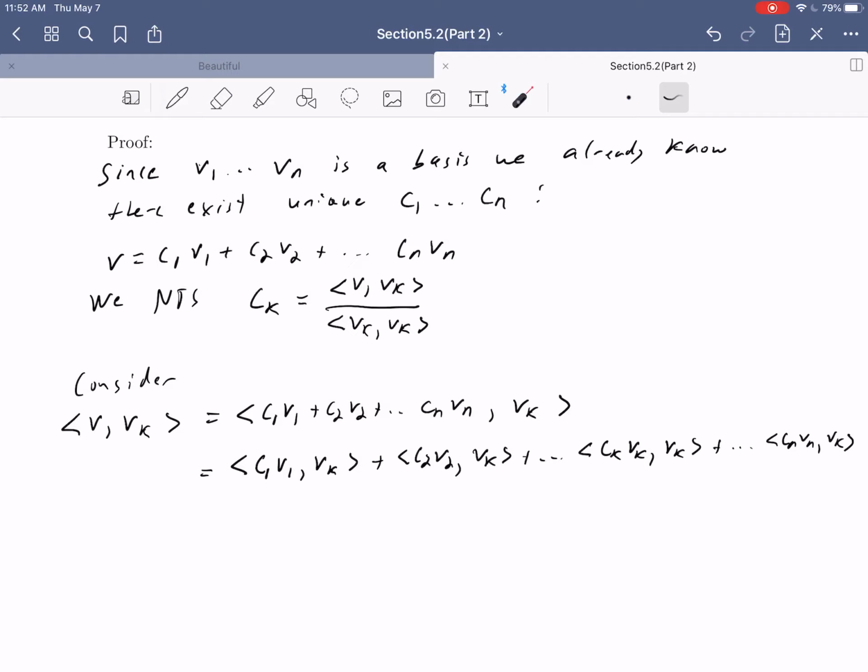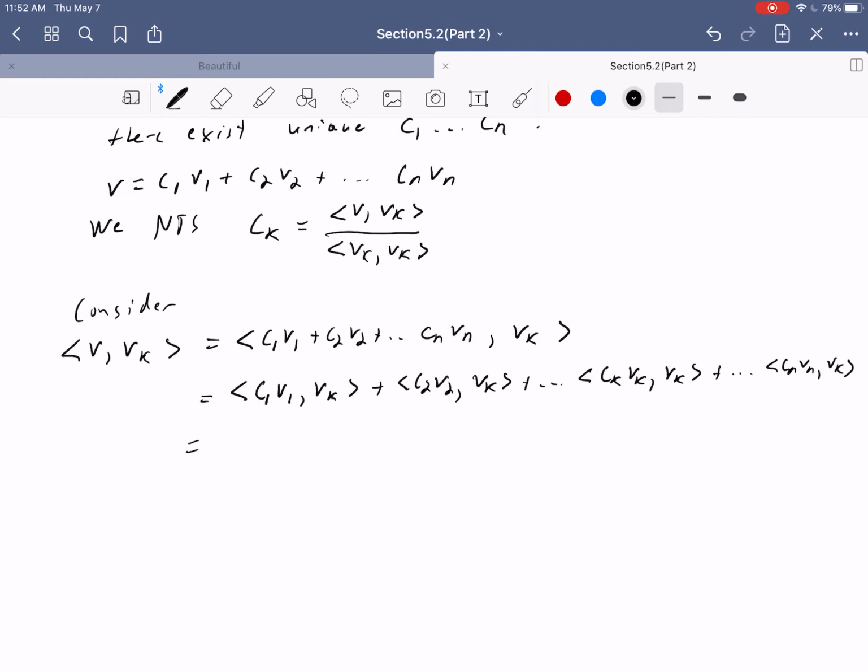Now, another property of inner products is that you can pull out those C1, C2, CK, CN. You can pull out a constant. So that would mean that we actually have C1 inner product V1 with VK plus C2 inner product V2 with VK plus dot dot dot CK inner product VK with VK plus dot dot dot CN VN VK.